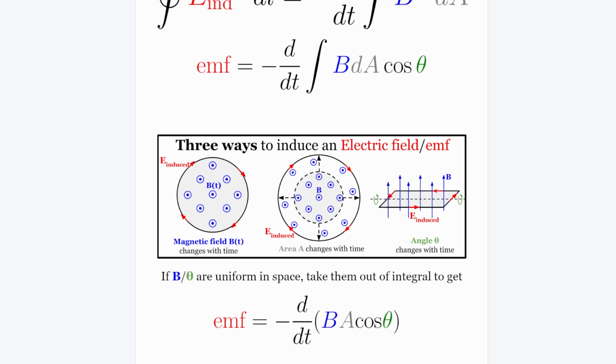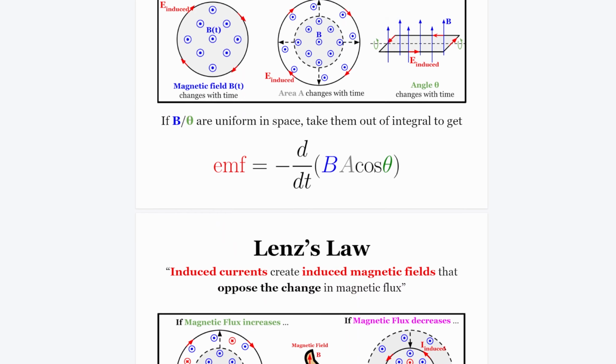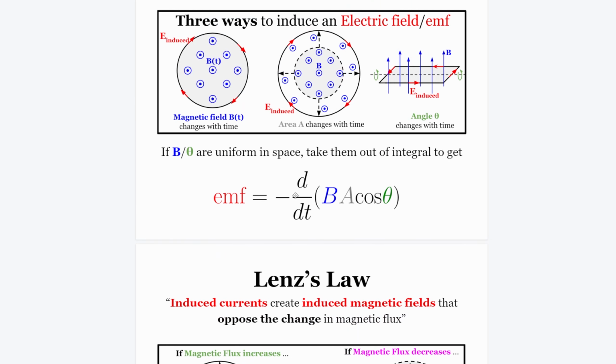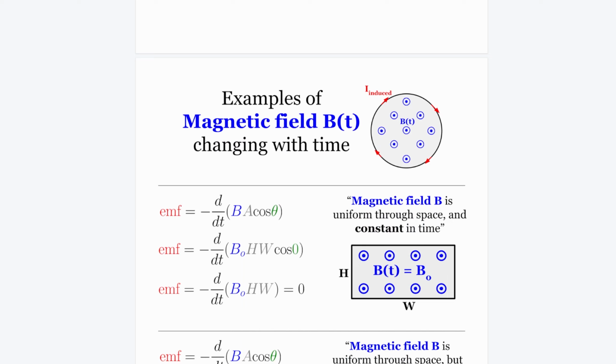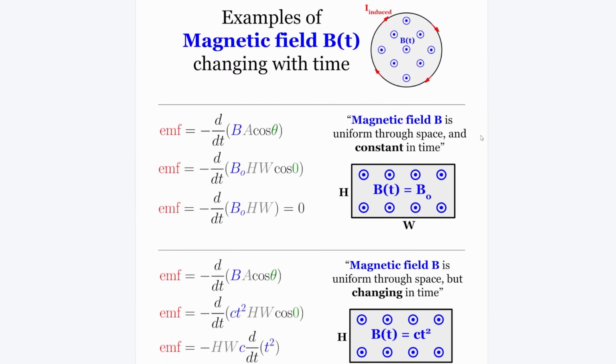So let's try some examples. How do you do this? Well, one thing might be bothering you. You might be like, what the heck is this negative doing out here? Okay, there's a whole story behind that. I'll get to that in a minute. I don't want to bore you though. That's Lenz's law. We'll get to that. Let's just first do a couple problems. Let's kick the tires. So there's three things you can do. Change the magnetic field, change the area, change the angle. First, we'll do some examples where we change the magnetic field.